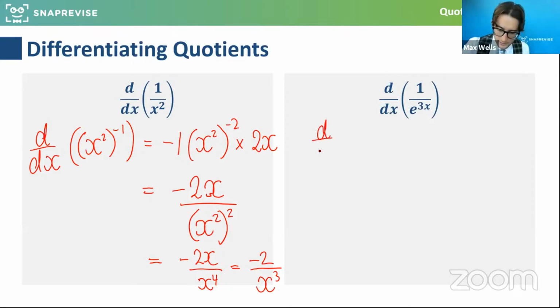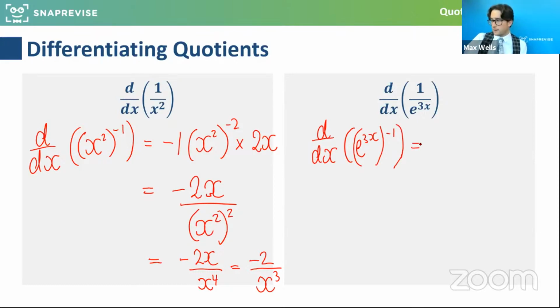Hopefully in a similar way, everyone's happy that we could write this as e to the 3x all to the power of minus 1, and then do the chain rule on that. So times by the power, drop the power by 1 and multiply by the derivative of the inside. Does everyone sort of follow what we're saying there? So this is using the chain rule to be able to do this, which is one of the rules you do before you go on to quotient rule. So hopefully it's happy that we can rewrite it in that way.